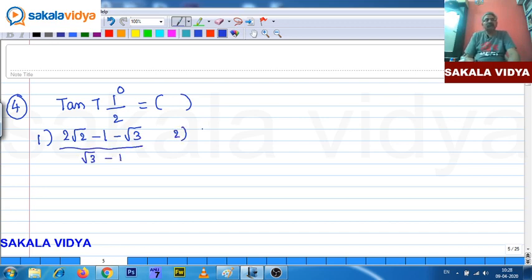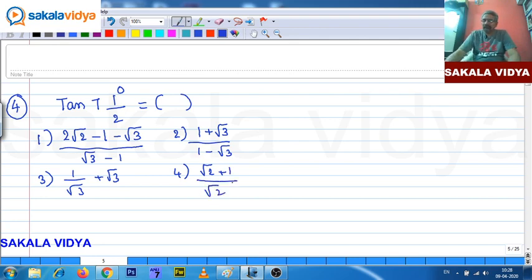Second option, 1 plus root 3 by 1 minus root 3. Third option, 1 by root 3 plus root 3. Fourth option is root 2 plus 1 by root 2. This is the question. Okay, tan 7.5.